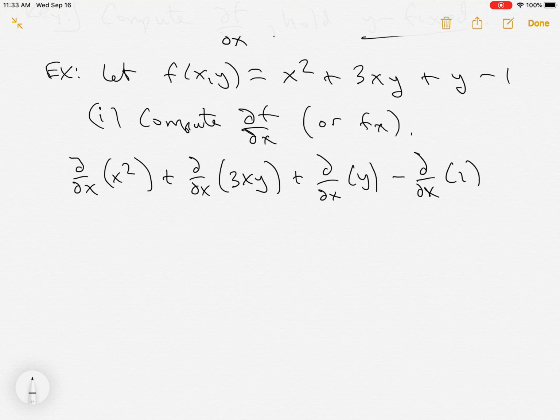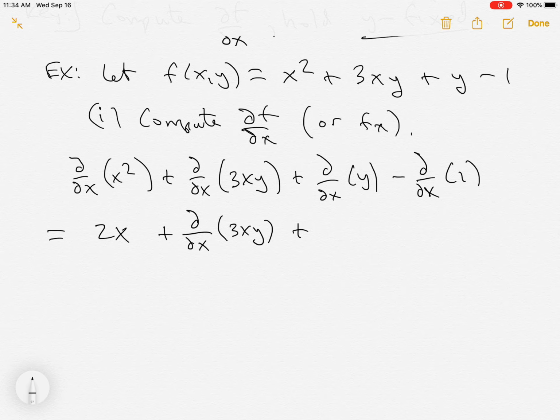Okay, so now if we're taking the derivative with respect to x of a function of x, you just do good old Calc 1. The derivative of x squared is 2x. This guy is a little complicated, so I'm going to save it. We'll do that one last. So I'm just going to leave that operator sitting there.